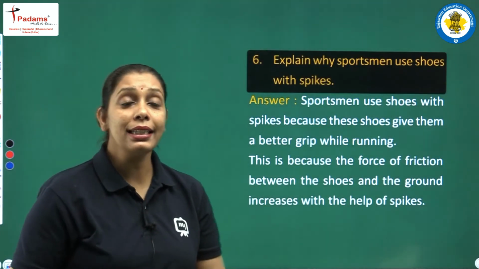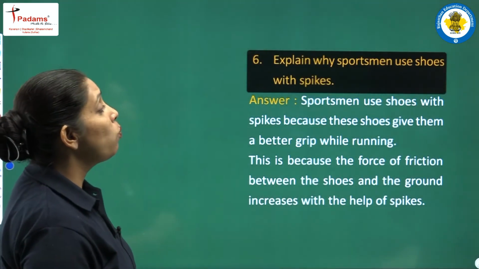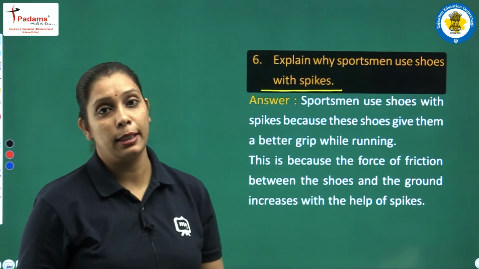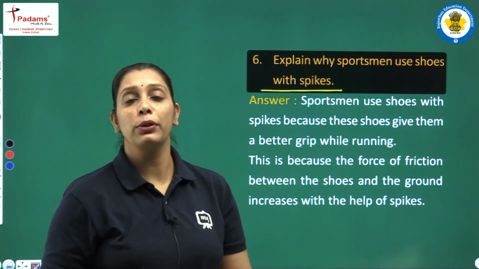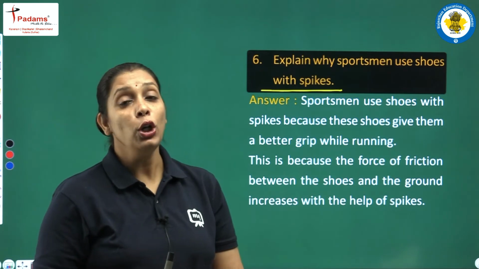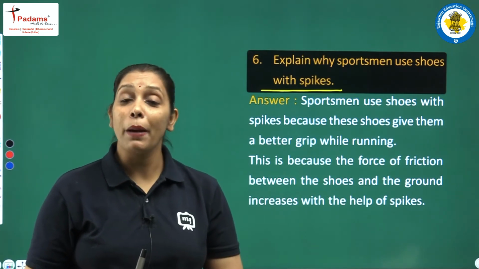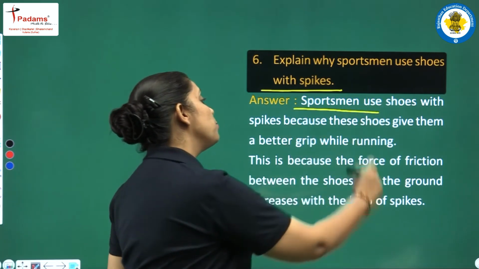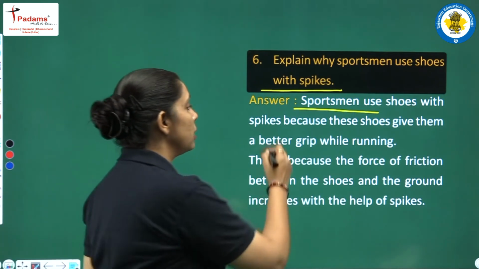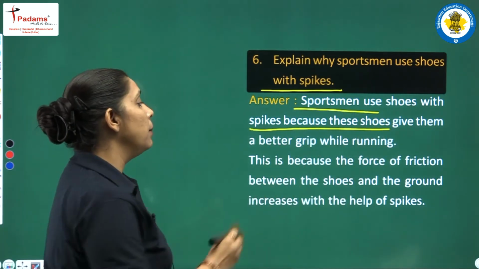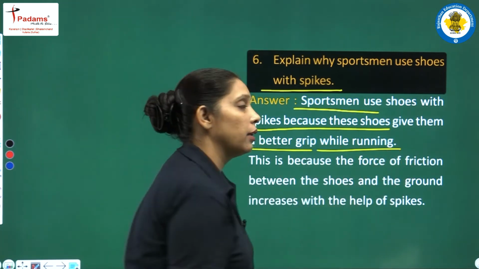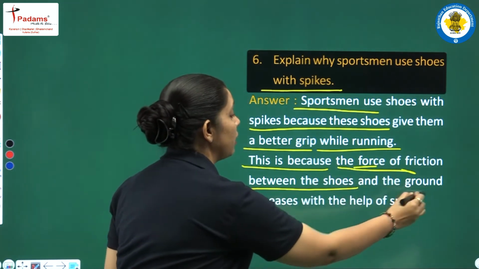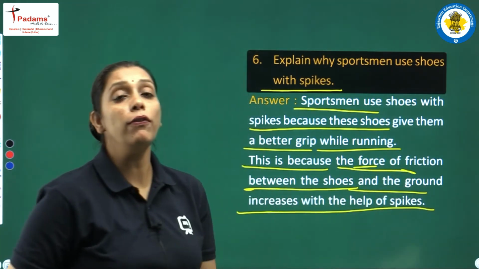Move to the next question, class, and next question is: explain why sportsmen use shoes with spikes. Yes, most of our sportsmen, if you have seen their shoes, have spikes at the bottom. Why do their shoes have spikes? Children, the sportsman uses shoes with spikes because these shoes give them a better grip while running. Okay, this is because the force of friction between the shoes and the ground increases with the help of spikes.